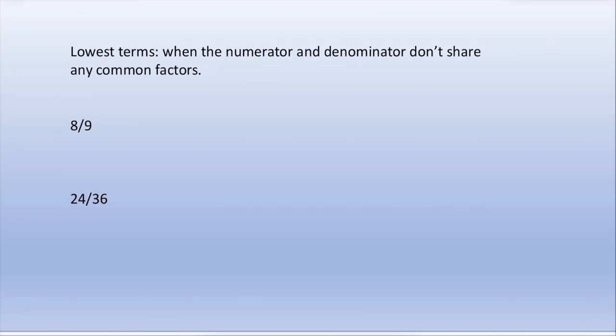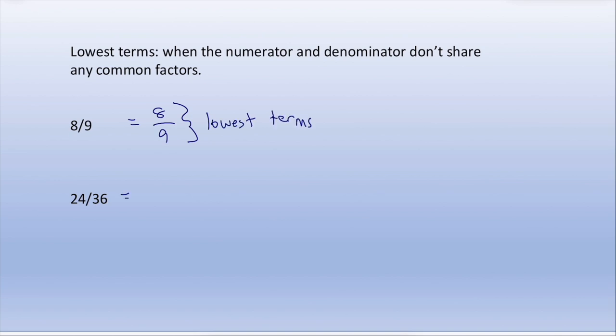Now it says we want to think about lowest terms. Lowest terms is when the numerator and denominator don't share any common factors. So if you take a look at 8/9, and again, I do like to write my fractions like that, 8 is only divisible by 2, 4, and 8. 9 is only divisible by 3 and 9. They don't have any common factors. That is a fraction in lowest terms.